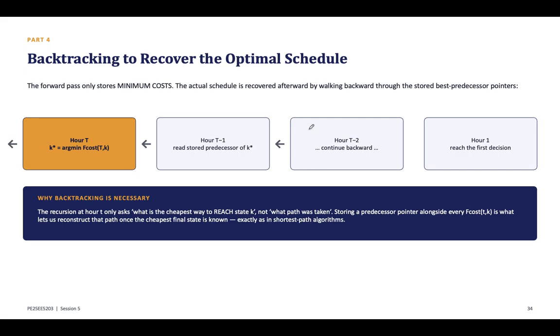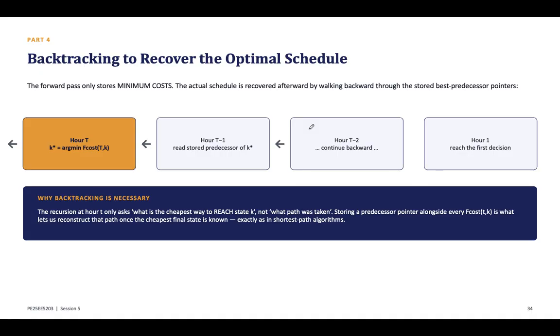Backtracking to recover the optimal schedule. At the end of the forward pass, the DP table contains the minimum cumulative cost of reaching every final state. The smallest of these identifies the optimal terminal state. However, the terminal state alone does not tell us the complete hourly schedule. During the forward recursion, the algorithm therefore stores the predecessor responsible for every minimum. Starting from the cheapest state at the final hour, the stored pointer identifies the best state in the preceding hour.